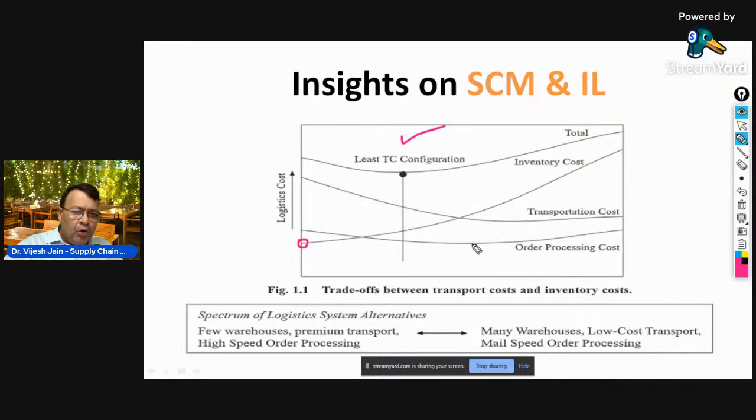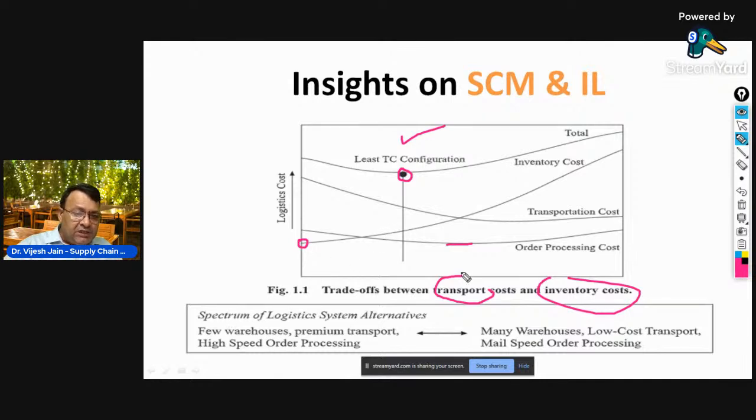point here, or the order processing cost, we have some minimum here, by expanding different activities, by having different ways of reducing it or increasing it. So you can see here, we are not looking at the minimum cost. What we are looking at is the trade-off between the transport cost and the inventory cost, to find the least transaction cost configuration. So this point becomes the least overall cost. That is the meaning of it.